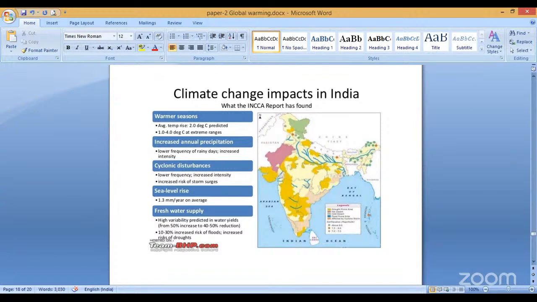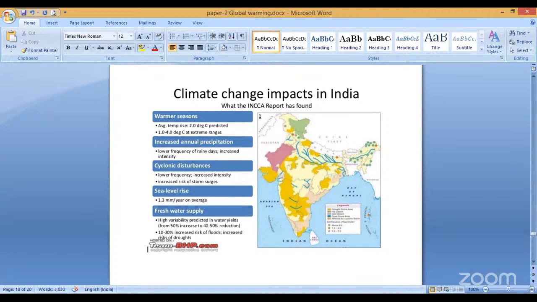What are the light blue lines here on the map? They indicate the rivers. And what are the yellow zones, the purple zones, and the green zones due to the climatic changes?